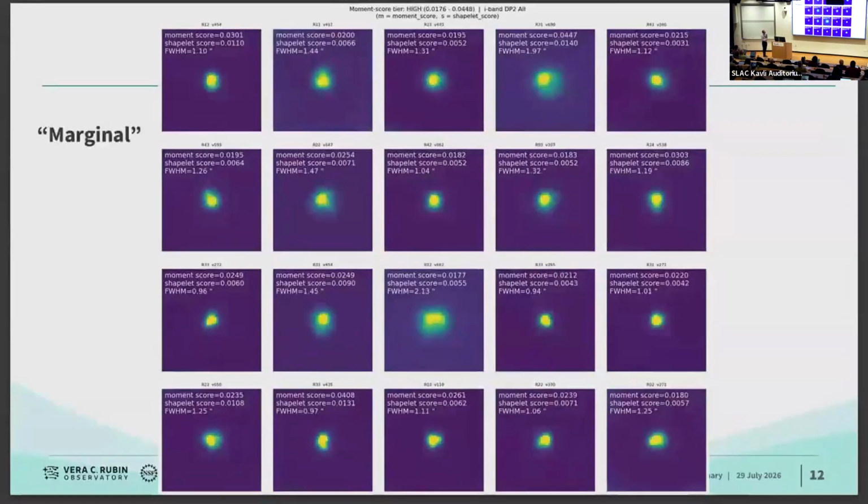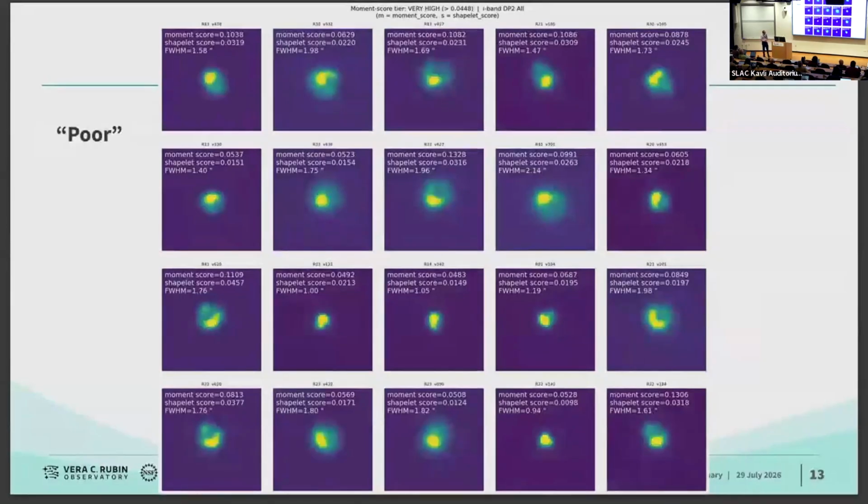Here's a gallery of ones that are marginal. Here you start seeing more non-Gaussian features. And then these are the ones that are poor. Here, these are really the situation that we want to avoid. We don't want these going into our coadds.